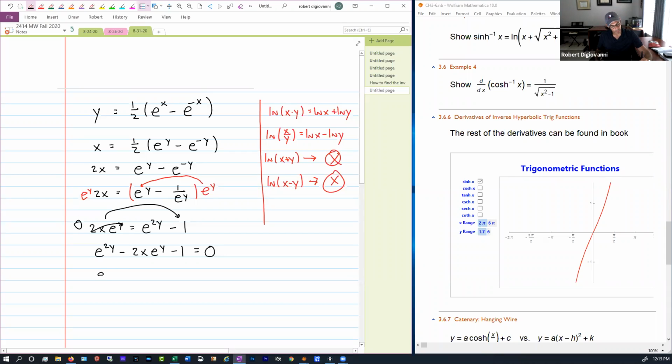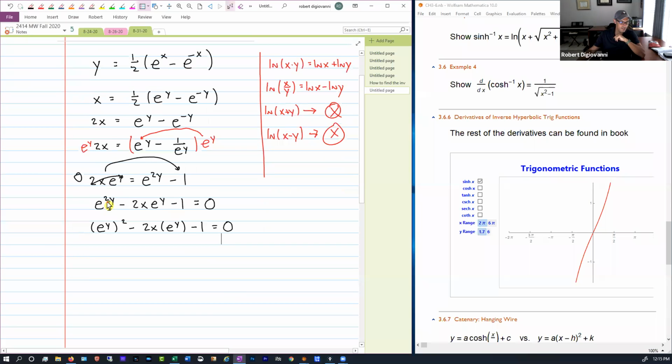I'm going to do one more thing. Now, I recognize that that e to the 2y is actually the same as e to the y squared. Now, this is an important step because if you squint your eyes just enough, you can imagine making a quick little substitution. u is e to the y. And if you do that, it becomes u squared minus 2x times u minus 1 equals 0.